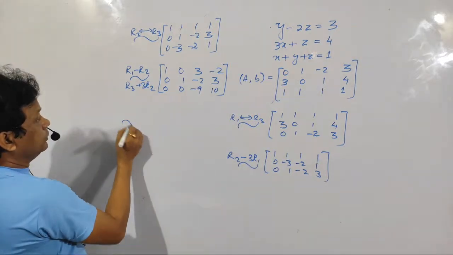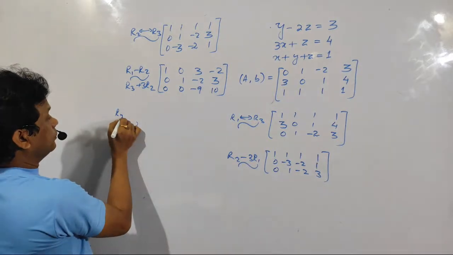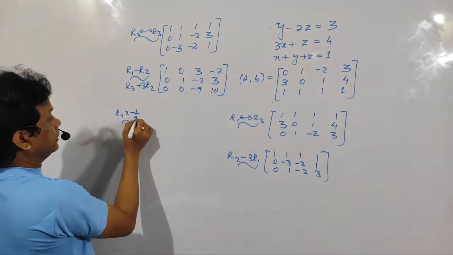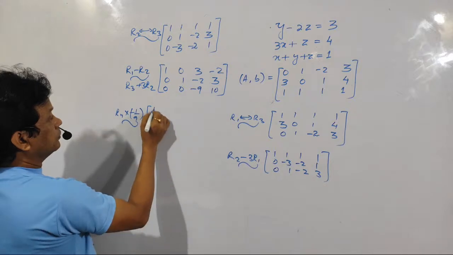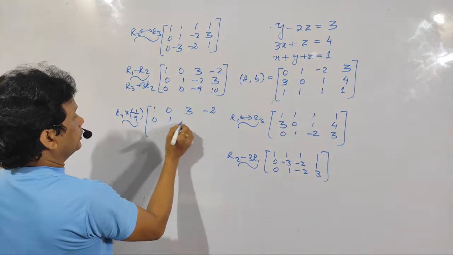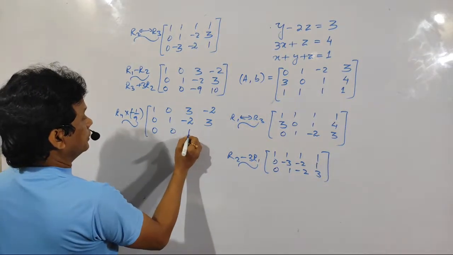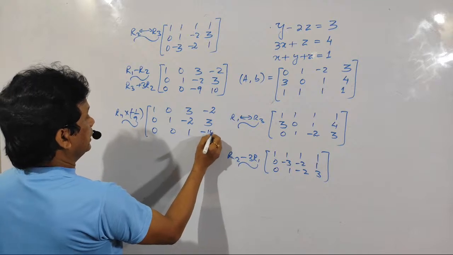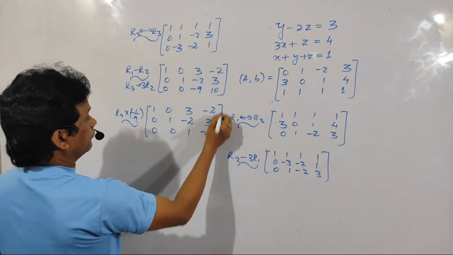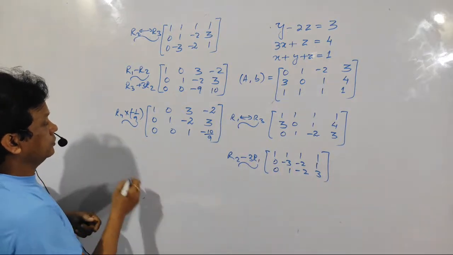Clear? So you have to make this quantity 1. So you have to divide R3 by minus 9, into minus 1 by 9. The matrix is 1, 0, 3, minus 2; 0, 1, minus 2, 3; 0, 0, 1, minus 10 by 9. Clear? So by the help of this quantity, you have to make this 0.